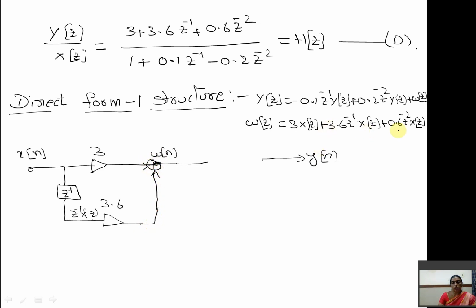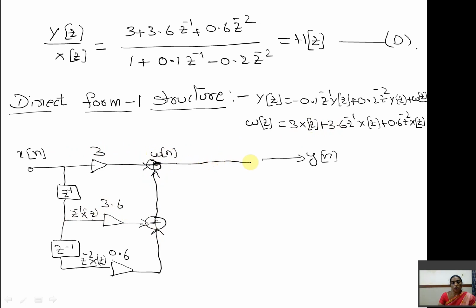Then one more term is there, so use another delay to get z power minus 2 x of z, which is multiplied by 0.6, then again use one more two-input adder. Now 0.6 z power minus 2 x of z is added to the 3.6 z inverse x of z, and that is added to the 3 into x of z. Now w of n is nothing but this one.